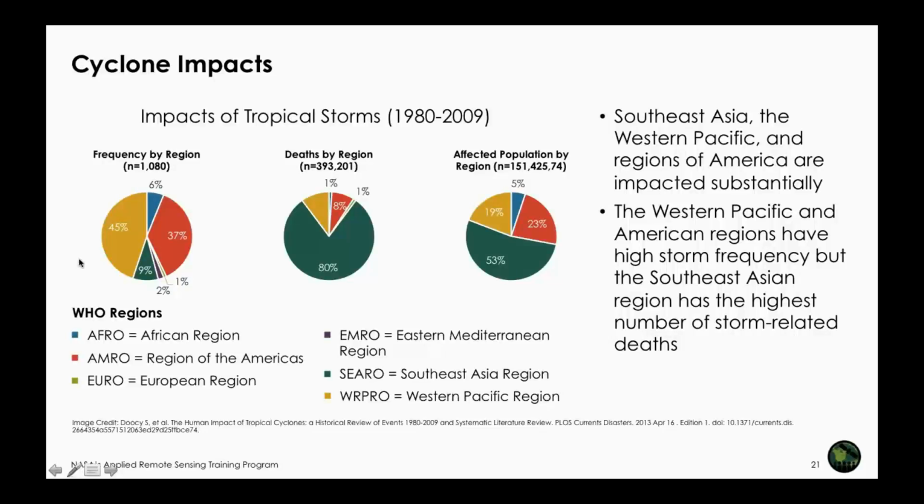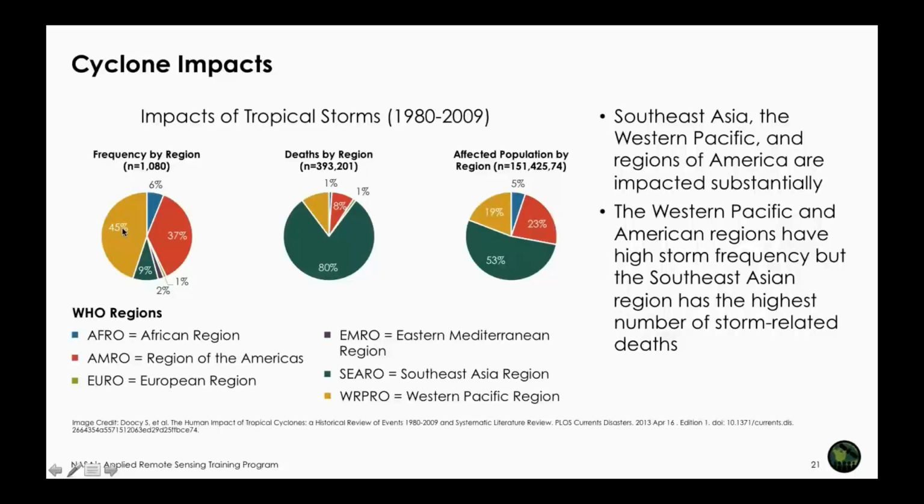And on top, what you see is frequency by region, the frequency of storms, how many formed, the number of deaths that occurred in each region, and then the overall population affected by these storms. And the total numbers are given here. What is interesting to see here is that it is the Americas region which has 37% of storms forming, and the Western Pacific region has 45% of storms forming.